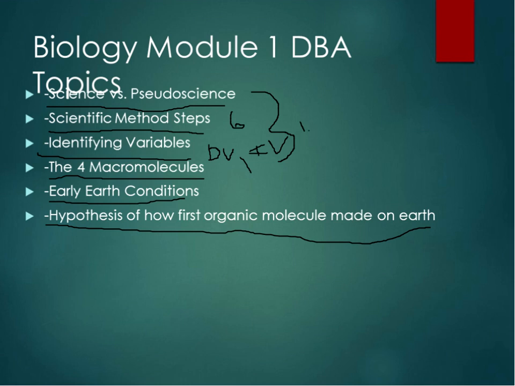So these 3 are 1.01. This one is 1.02. And then the last 2 are 1.03. That's where the questions come from. Just the 3 lessons that you did in Module 1.